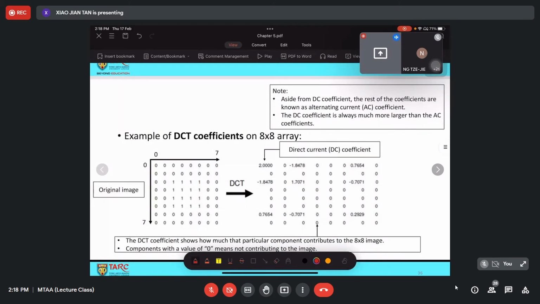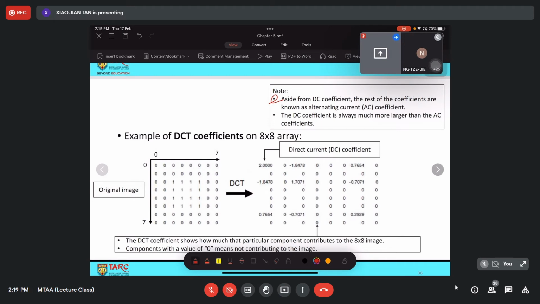Okay, so this is an example of DCT coefficients with an 8x8 array. Also note that aside from the DC coefficient, the rest of the coefficients are known as alternating current, which is the AC coefficient. The DC coefficient is always much larger than the AC coefficients. Basically, in one image, you only have one DC. This is the DC, which is at the top left corner. And the rest, we call it AC. And if you're aware, the DC coefficient is much larger than the rest.